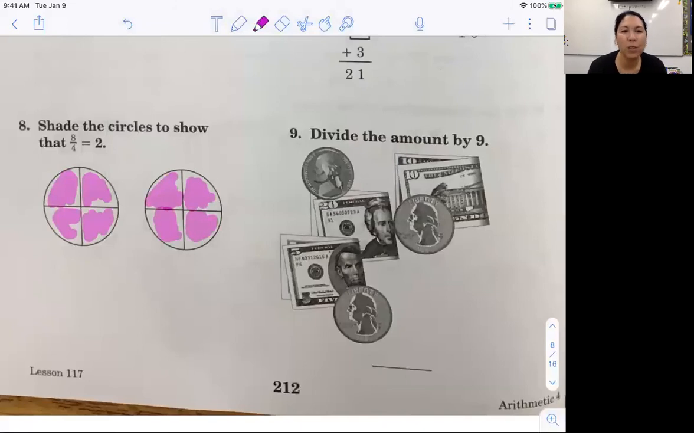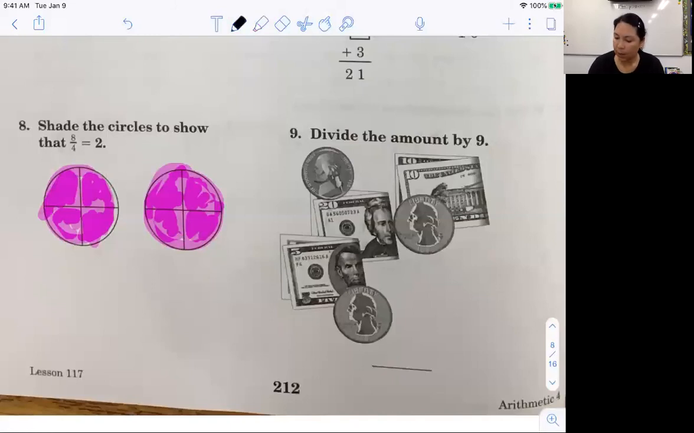Is 8/4 the same as 2? Yeah, because guys, look, there are 2 circles here. If I filled in all 4 of these and all 4 of these, now I just filled in 2 circles, right? Okay, our last one, and then we're done with math today. Okay, it says, divide the amount by 9. Ooh, this is fun. We get to count up some money.